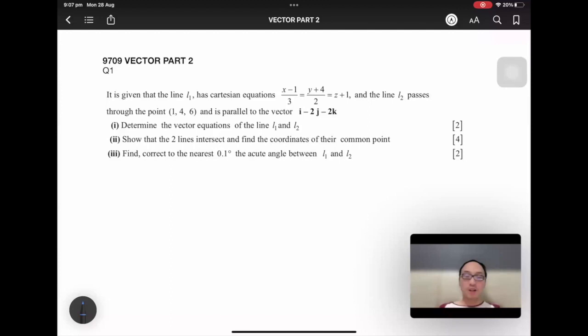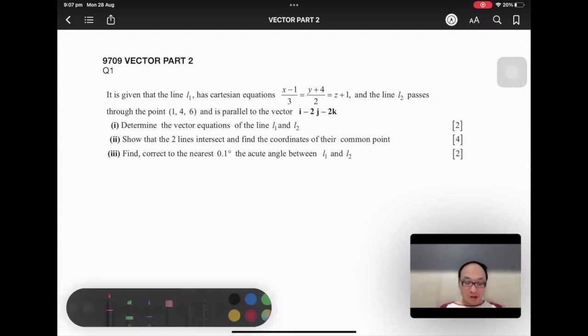This is vector part 2. It is given that the line L1 has Cartesian equation and the line L2 passes through the point (1, 4, 6) and is parallel to the vector i minus 2j minus 2k. Determine the vector equation of the lines L1 and L2.